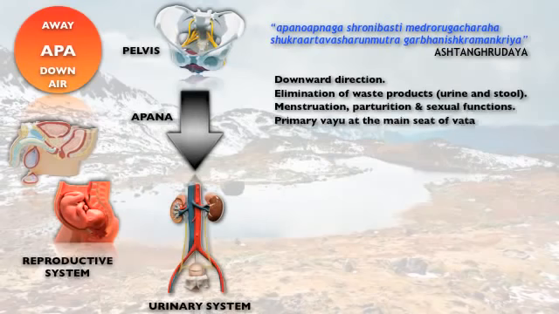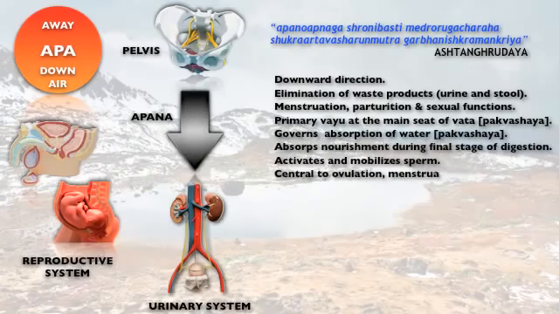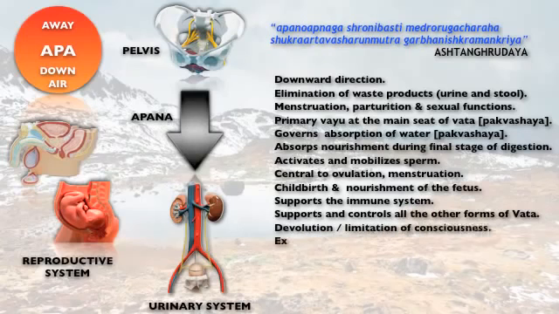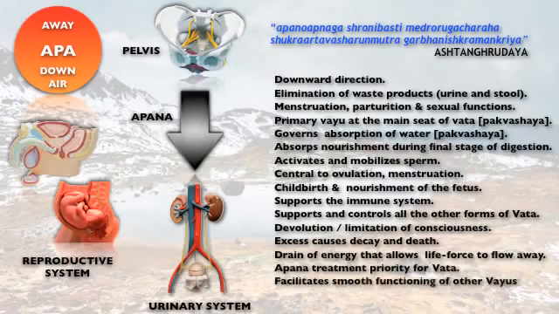Apana Vayu is the primary Vayu present at the main seat of Vata in the Pakwashaya. It governs all downward moving impulses of elimination, urination, menstruation, parturition, and sex. It governs the absorption of water which occurs in the large intestine and gives us the power to take in full nourishment from our food.